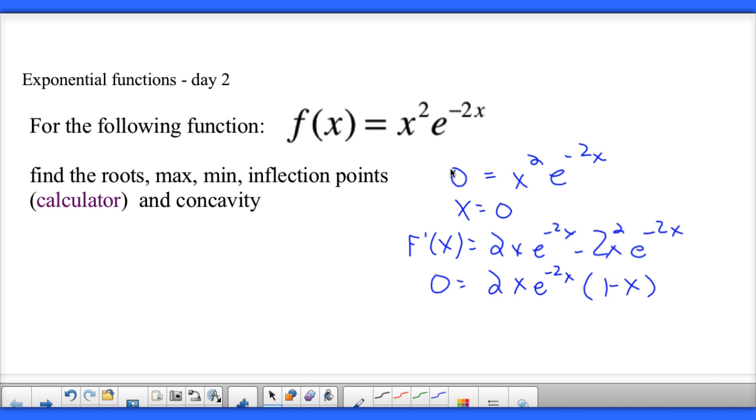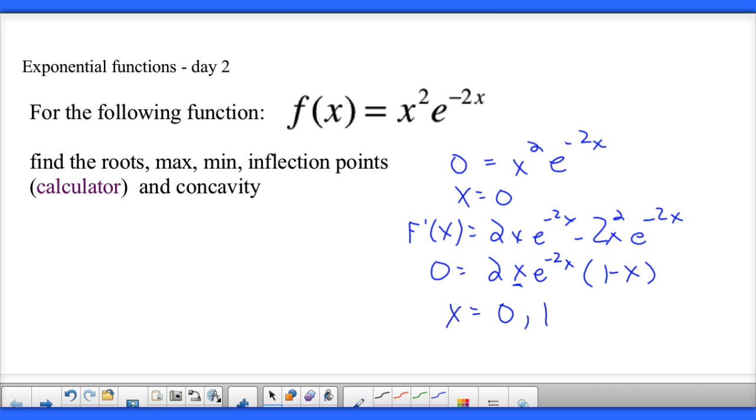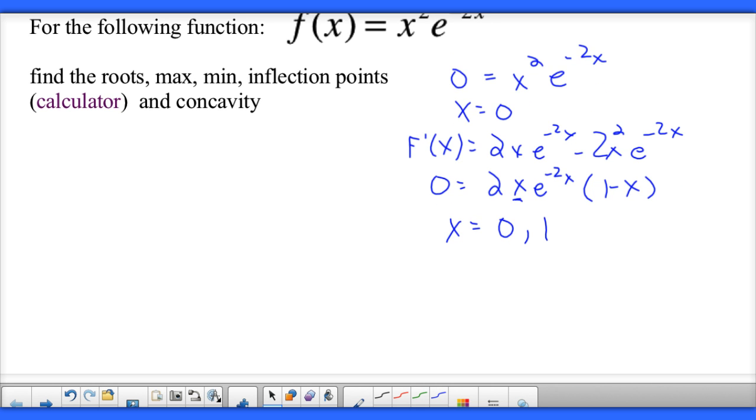Now, what's going to make this 0? I believe it's going to be two things. For this part right here, 0 is going to make it 0. E to the negative 2x, nothing's going to make that 0. So for the 1 minus x quantity, 1 is going to make that 0. Let's go ahead and make a sign chart. Put 0 and 1.